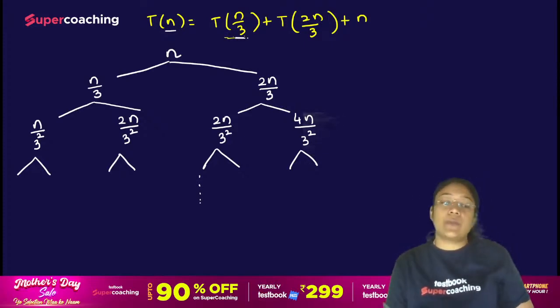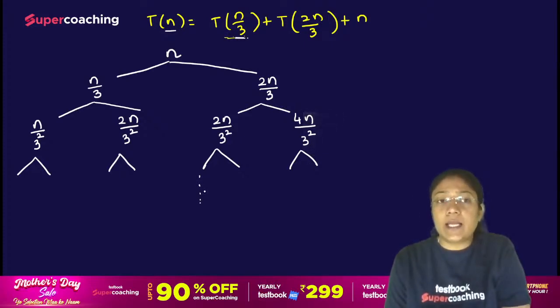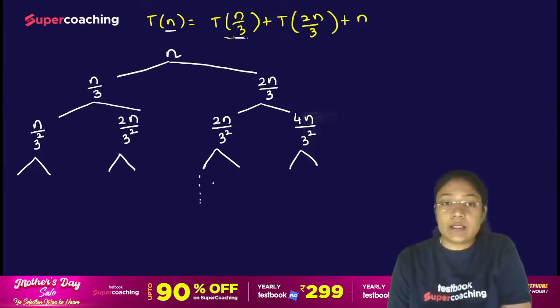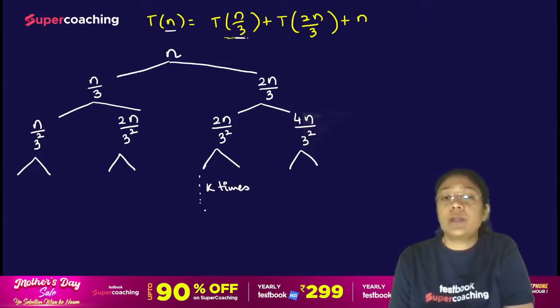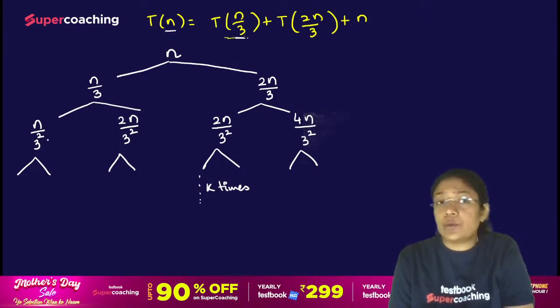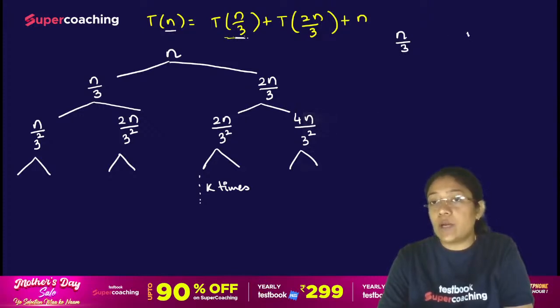Kitne levels? We need to identify how many levels it is going to create. So if it's repeated for k times, what should be the value of k? Should I divide this by 3 or 3 by 2? यहाँ पे n को हम किससे डिवाइड कर रहे हैं? On one side we are dividing n by 3 and on the other hand we are dividing n by 3 by 2. 3 by 2 is nothing but 1.5, right?